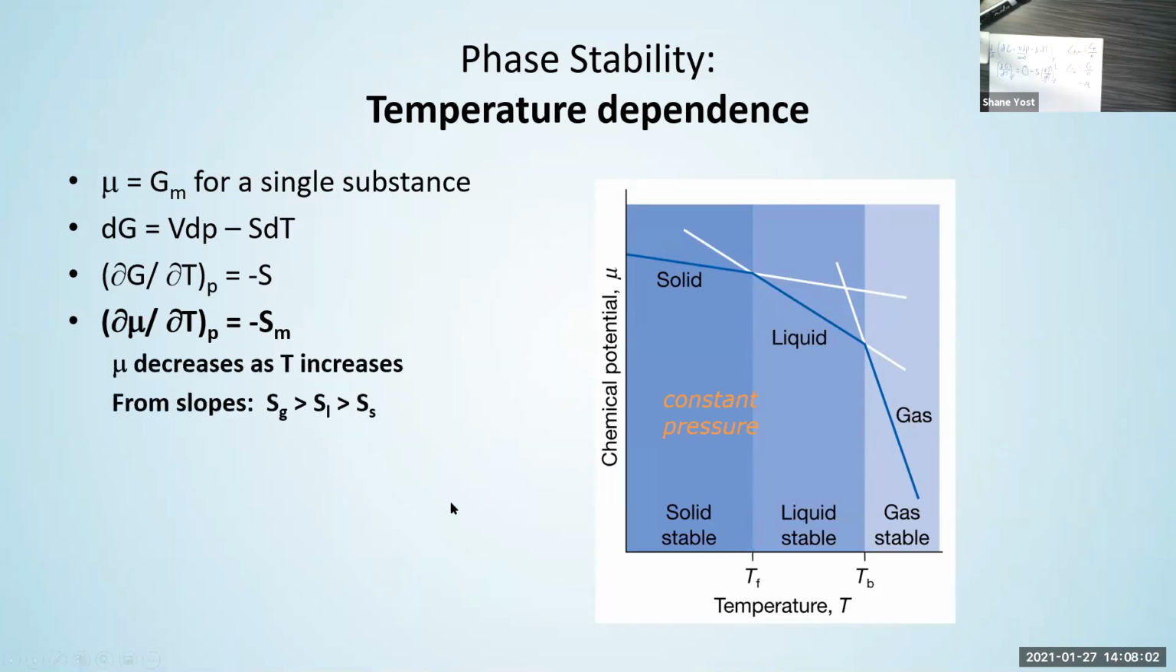So the fact that the slope is related to the molar entropy is why there are different slopes between the three phases, and why they get more and more steep as you go from solid to liquid to gas. So that's the first relationship we want to talk about today: how the chemical potential changes with temperature, related to entropy.